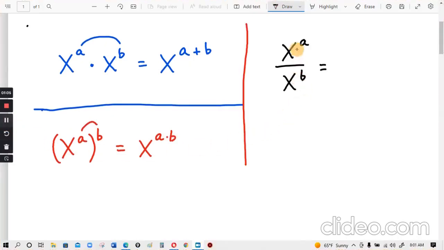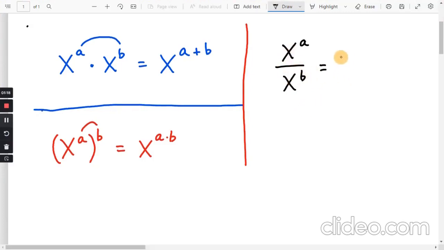Now, if you're dividing numbers with exponents, if the number matches, for instance, we both have x's here. This is x to the power of a divided by x to the power of b. Again, you keep the x, but instead of adding the exponents, you subtract the exponents going down. So the exponent here is going to be a minus b. You just subtract the exponents going down.